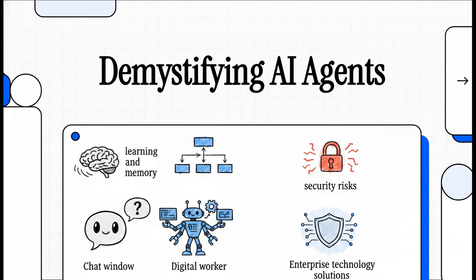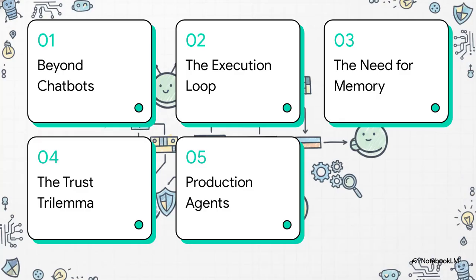Because let's face it, we all know the pain of a chatbot completely forgetting what you asked it just 5 seconds ago. So we're going to break down exactly how these new systems are built, how they manage to learn and remember, the massive security risks they bring to the table, and how the absolute latest enterprise tech is stepping up to solve those exact problems. We've got a ton of ground to cover today.